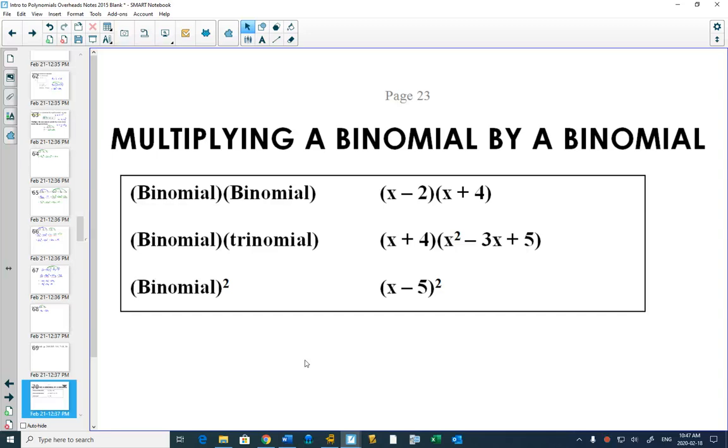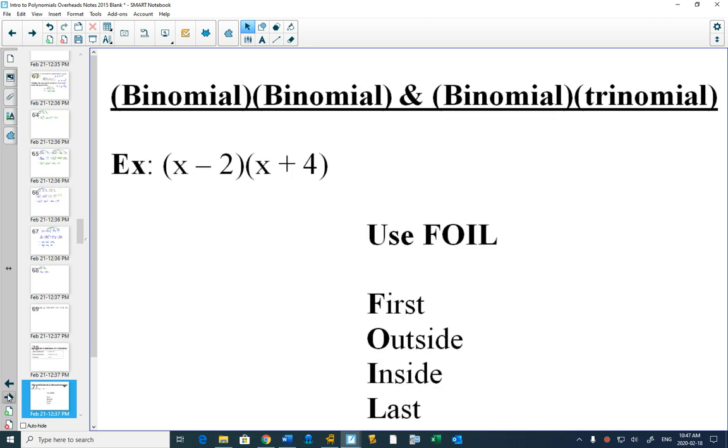What happens when you have multiplication and it's either a binomial times a binomial, a binomial times a trinomial, or a binomial squared? So in algebra, what happens is that the x goes to both things and the -2 goes to both things.